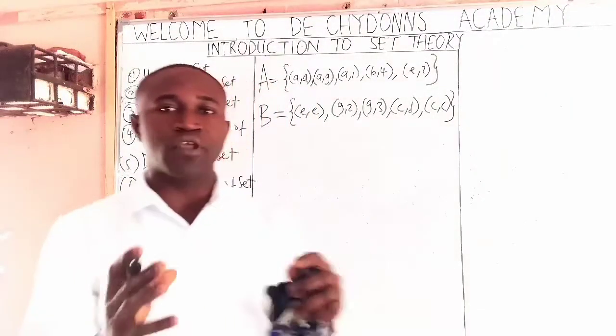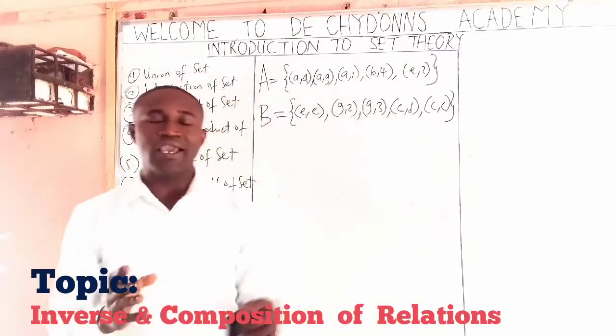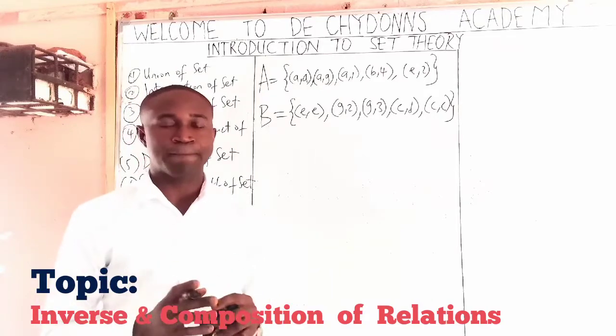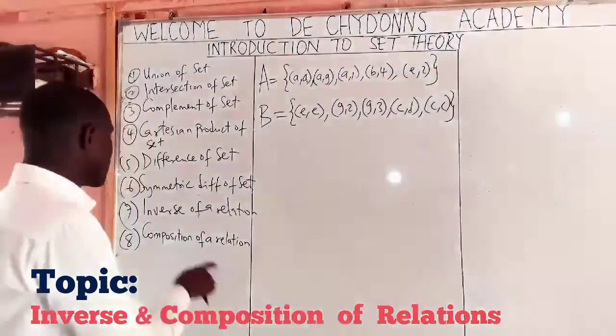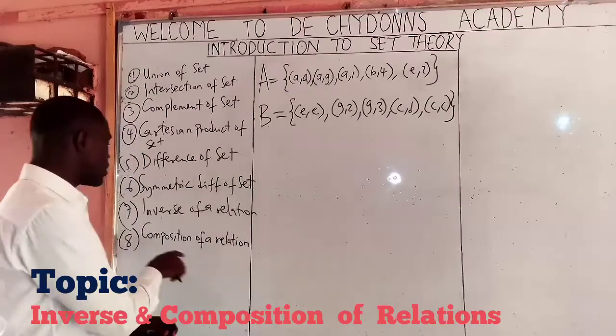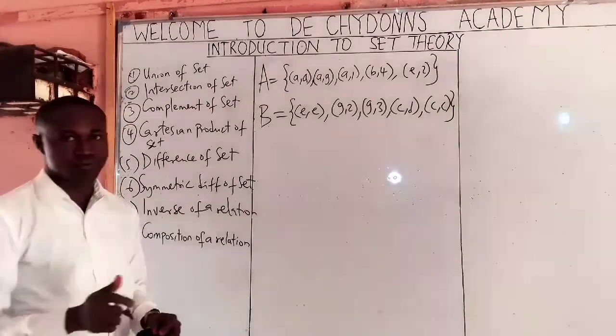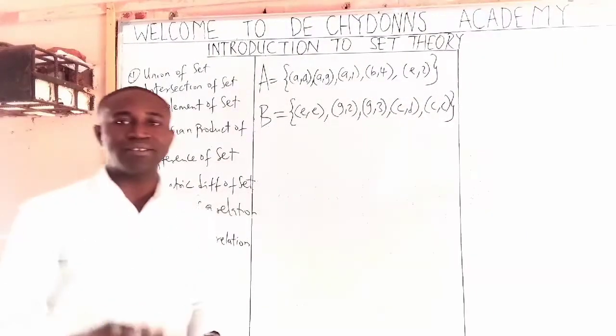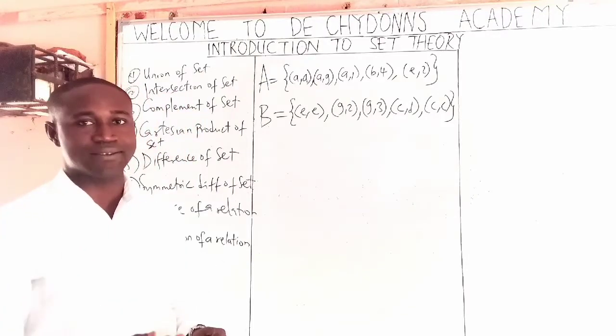To the continuation of the topic set. We are still on operations in set. So we want to see inverse of a relation and composition of a relation. Relation simply means set of ordered pairs.